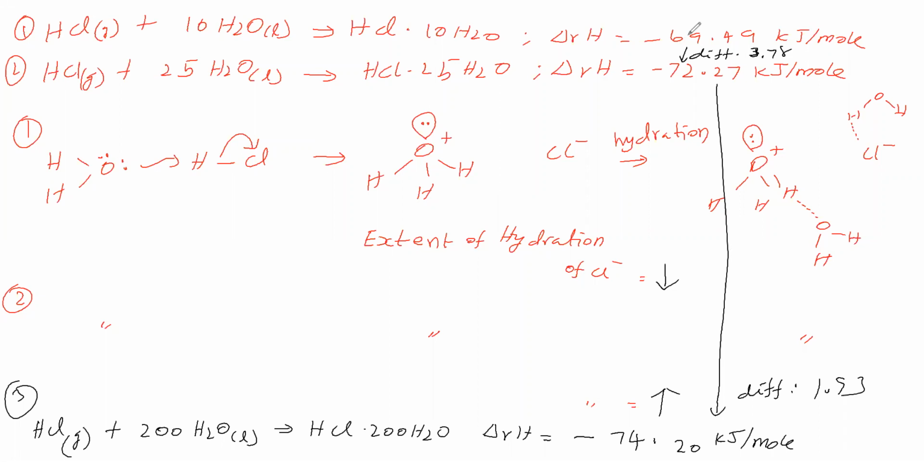Now you see, from first to second the difference is 3.78. Second to third, the difference is 1.93. Then third to fourth, the difference will reduce. Fourth to fifth, the difference will reduce still more. Therefore, at a certain stage the difference will become 0. Thereafter, on adding water, will there be any change in the net amount of heat? No. The point from which there is no change in the net amount of heat is called an infinite dilute solution.